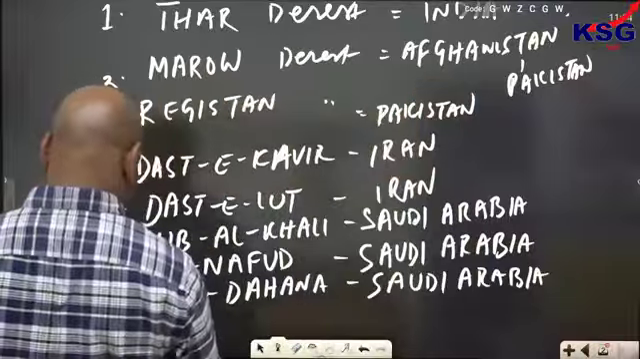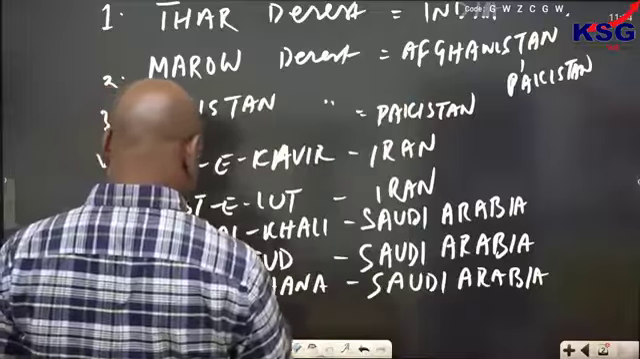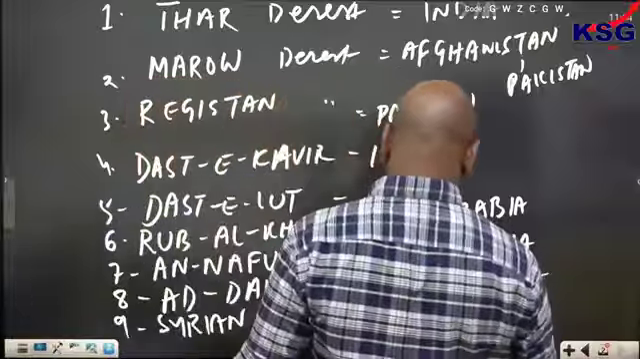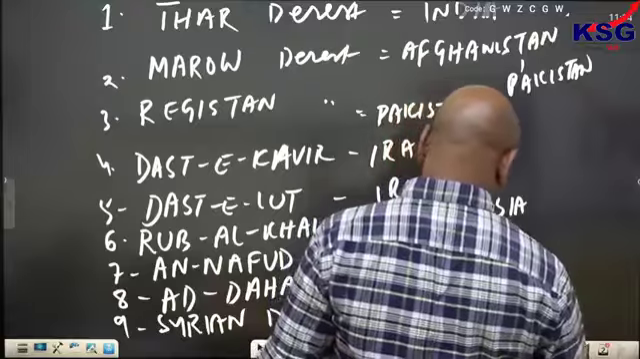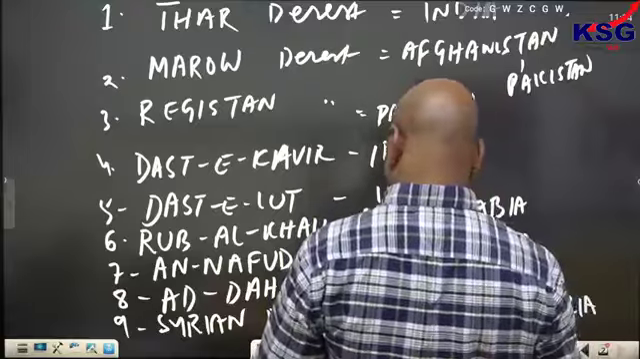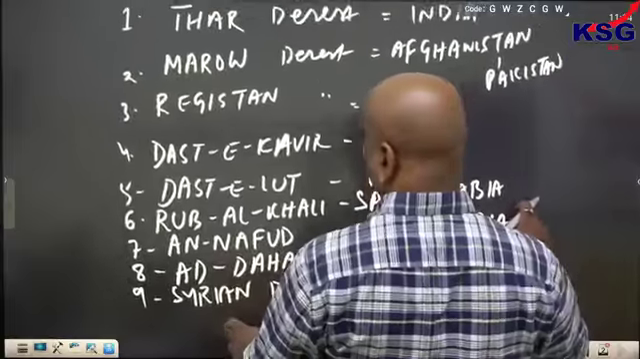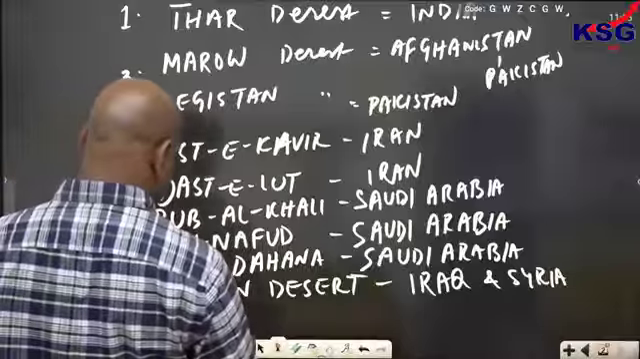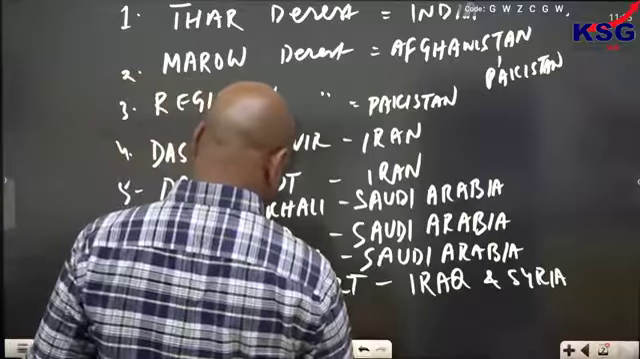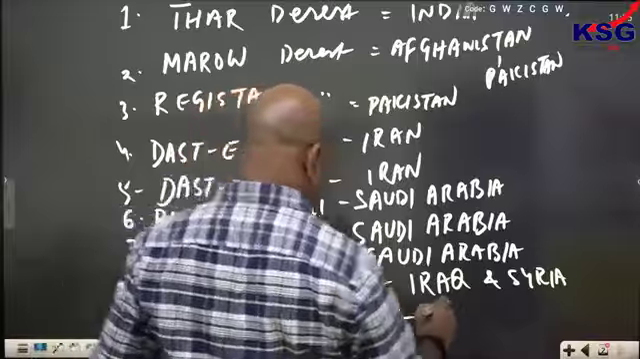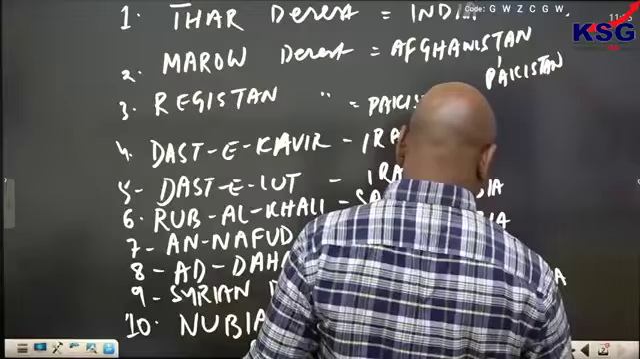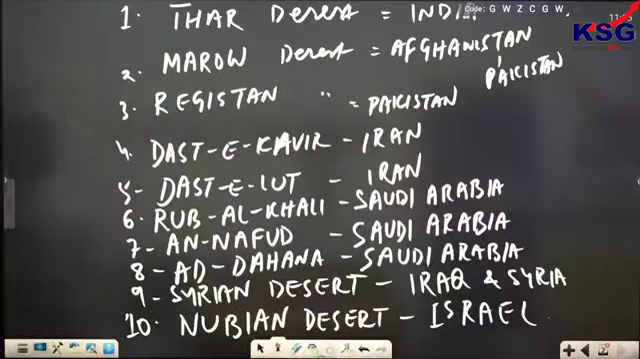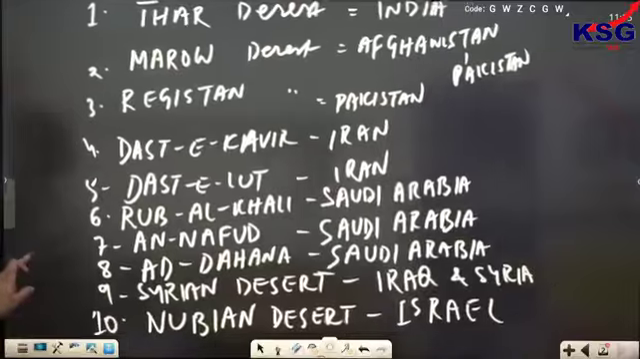Syrian desert is in Iraq and Syria. We have the Nubian Desert. Nubian Desert is in Israel. Can you see this? All these are the deserts here. Okay.